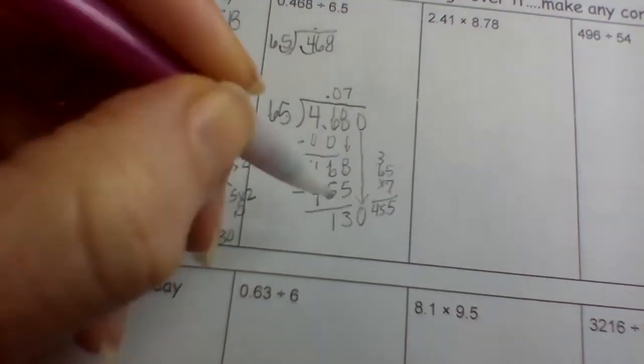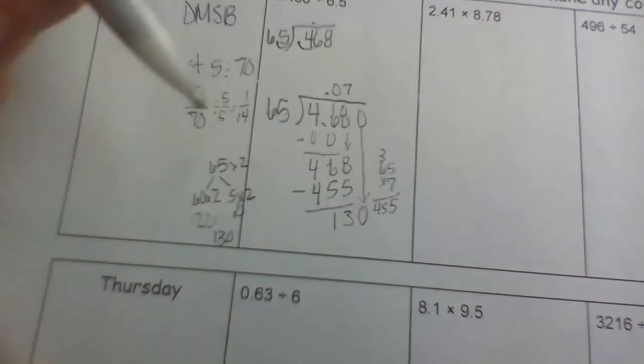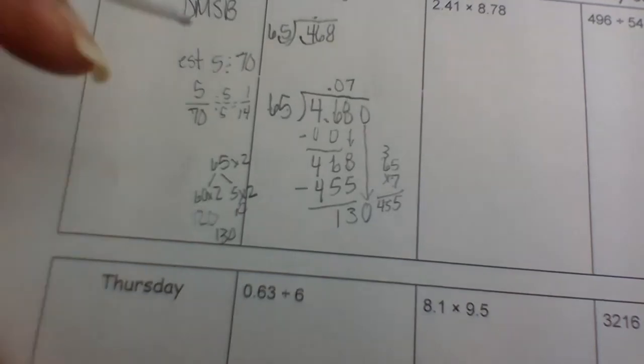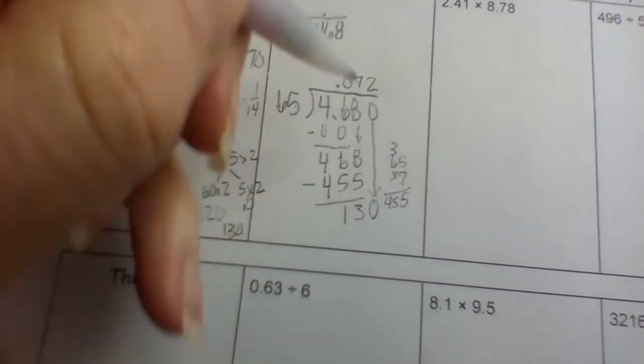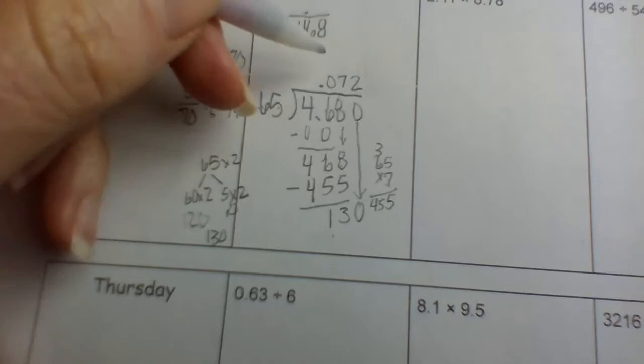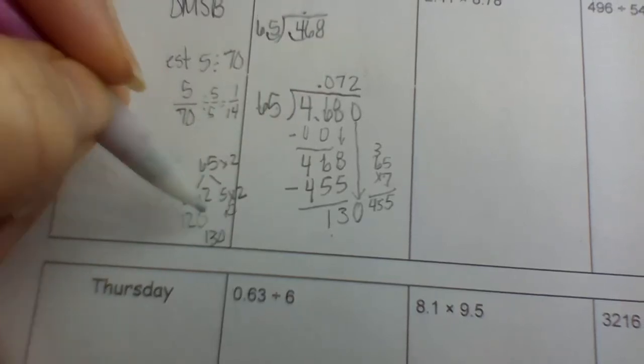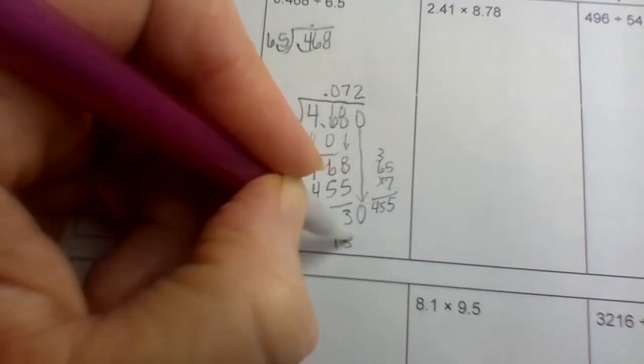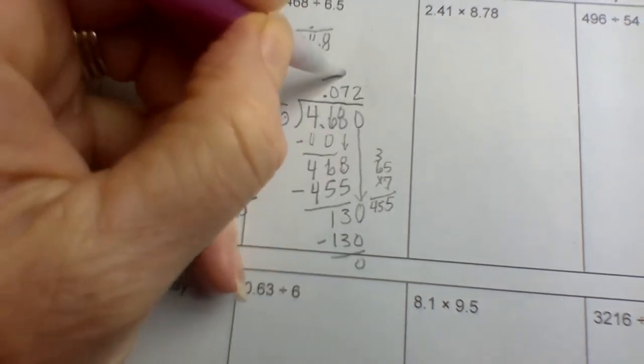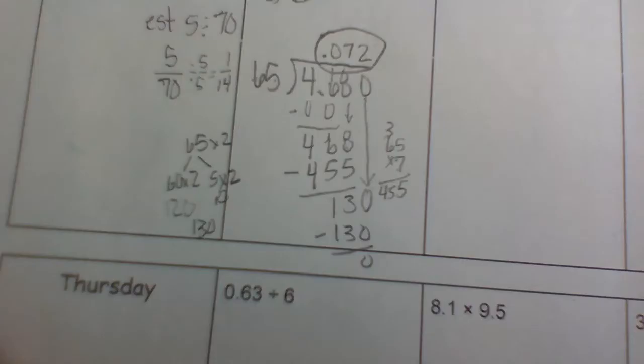Well, that's the same thing that's here. So that's kind of how I did this one. So my 2 is what goes up here. And then I'm going to do 65 times 2, which I just did right here. And that gives me 130. And there's my answer. 72 thousandths.